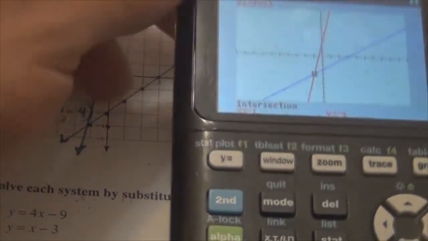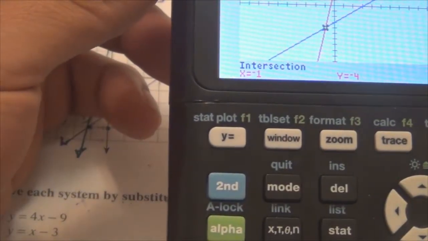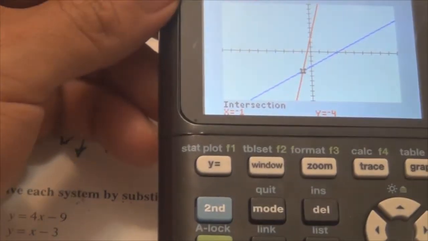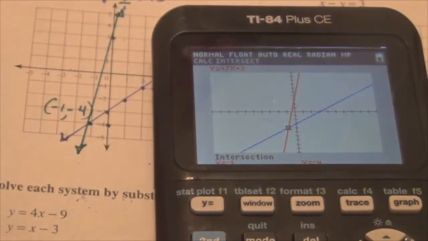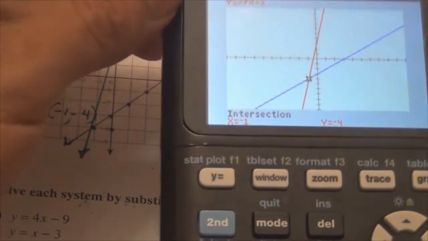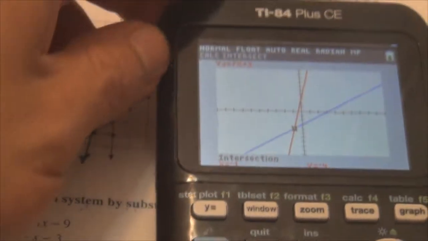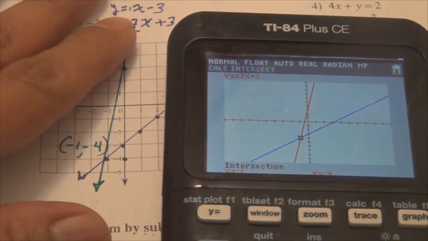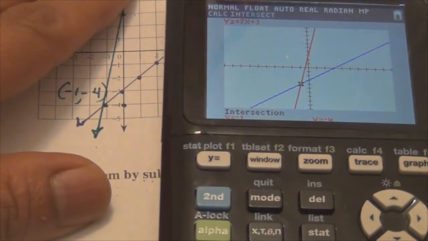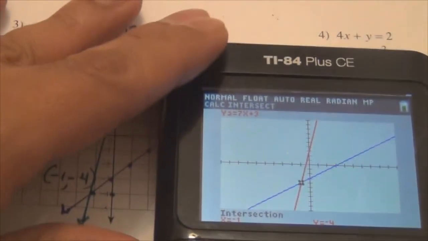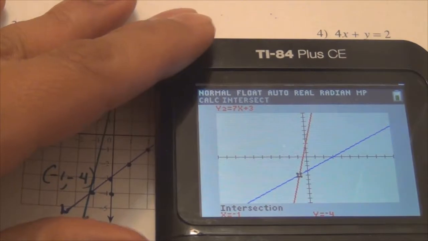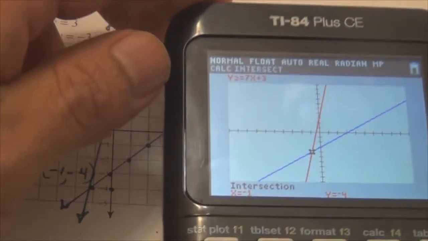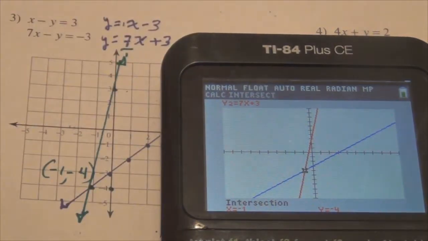Okay, look. When x is -1 and y is -4. And that's basically how you do this. Let me see, can I make you see this better? I don't know if you could see it. Anyways, so that's it. That's how you solve a system of equations by graphing.